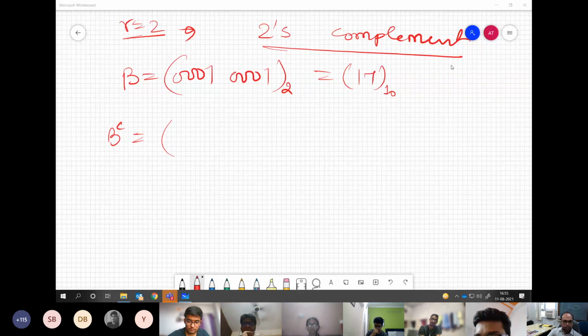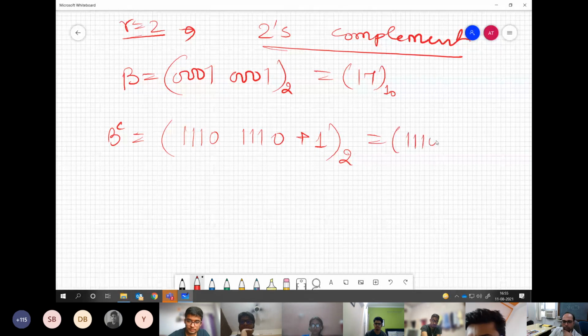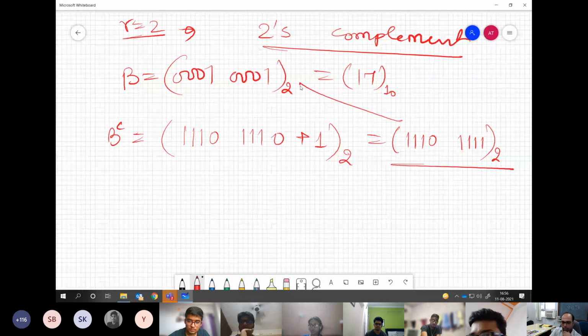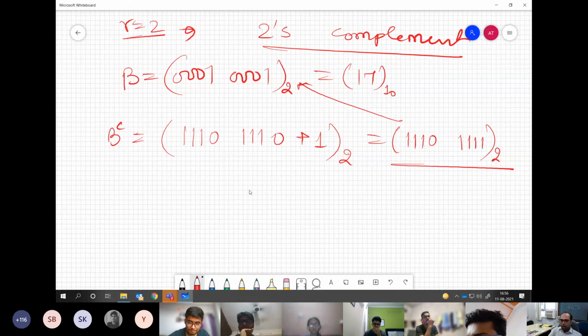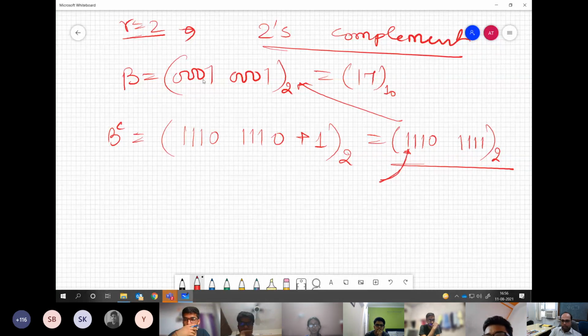Fine. Now the answers. Tell me the bits: 1110 1110, plus 1. Getting my point? So it will be 1110 1111. This is the complement of this number. Understanding my point? Now here, how to read this last bit, because we have merged everything together.